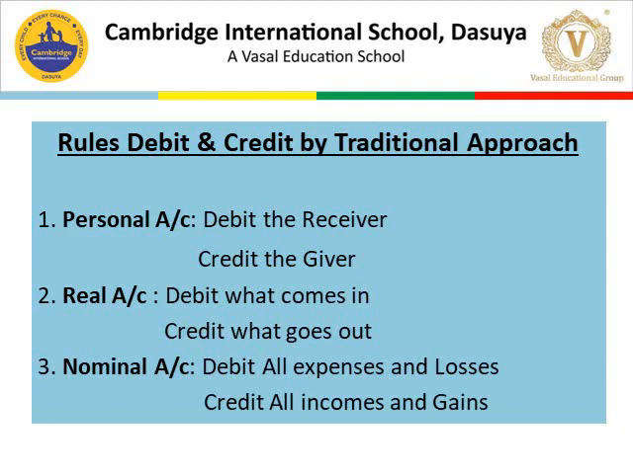And number three, nominal account. In nominal account, all expenses, losses, incomes, and gains are covered. So the rule here is debit all expenses and losses, credit all incomes and gains. For doing journal entries, these rules are very, very important. So we have to learn these rules by heart.